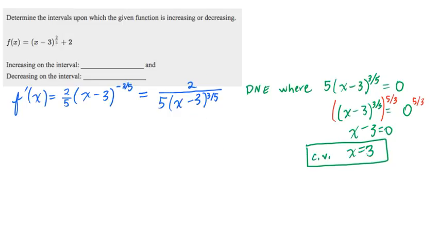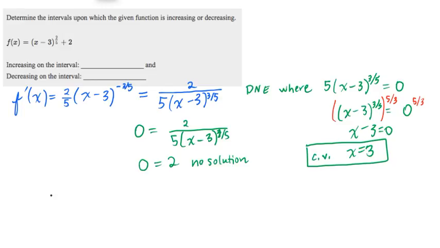And we also need to see where this derivative equals 0. So if I set this derivative equal to 0, I get this. And then to solve, we multiply both sides by this denominator right here. So on the left, 0 times that whole denominator is 0, and on the right they'll cancel, so I'll get 2, which is a false equation which has no solution. So that's saying that the derivative never equals 0. So our only critical value is that x equals 3.